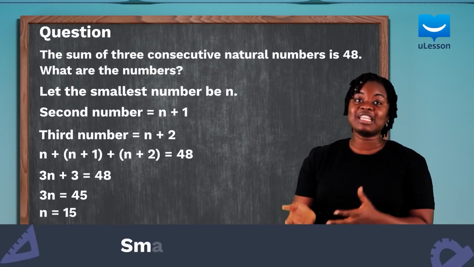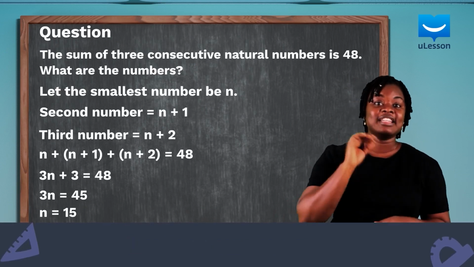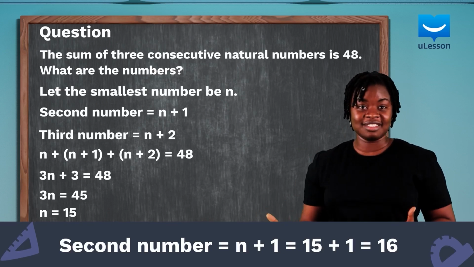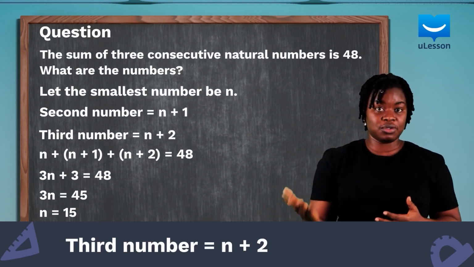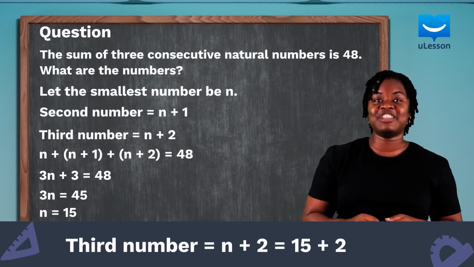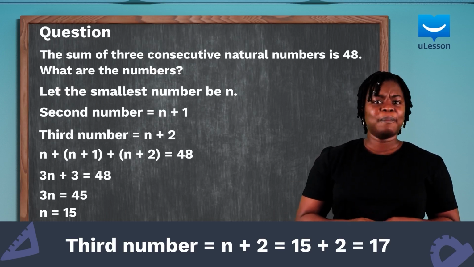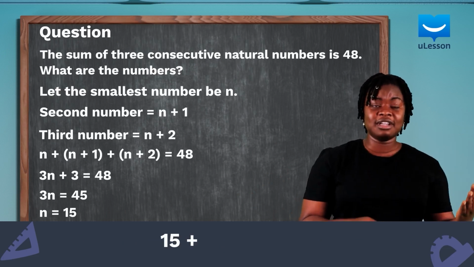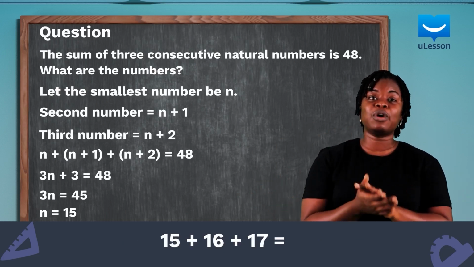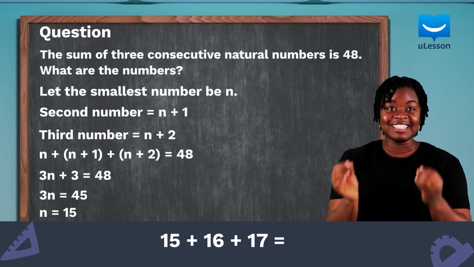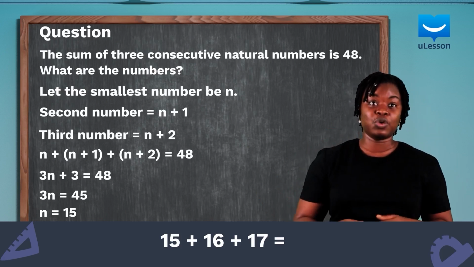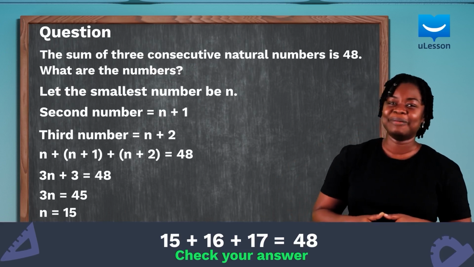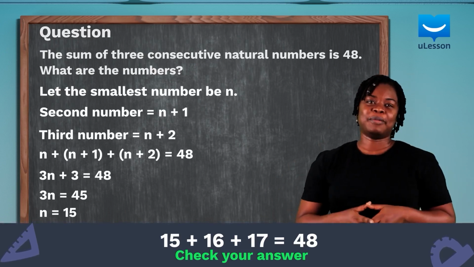So this means that the smallest number is 15. The next number is n plus 1, which is 15 plus 1, so that gives us 16. And the last is n plus 2, which is 15 plus 2, so that gives us 17. But don't take my word for it, let's be sure we're correct. We're going to add up 15, 16, and 17 to see what we get as a result. So 15 plus 16 plus 17 equals 48. This means that we are correct, right? Good job. Let's look at another example.